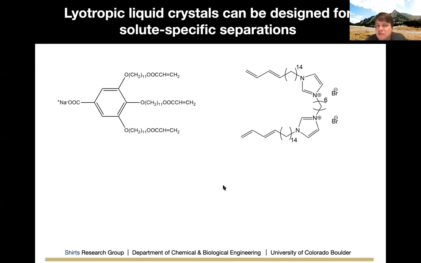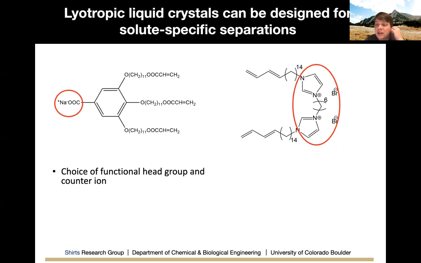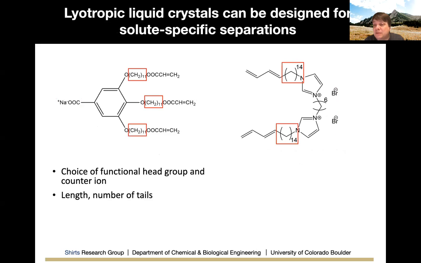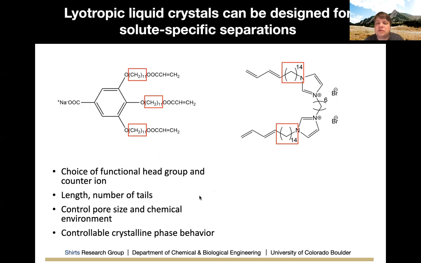Lyotropic liquid crystals can be designed for solute-specific separations because they self-assemble into nanochannels. And importantly, you get a lot of functionality. The choice of functional head groups and counterions can affect the channels that are formed, and the length and number of tails affect these as well. By changing these parts of the monomer, you can potentially control pore size and also the chemical environment of the solutes going through, and controllable crystalline phase behavior.